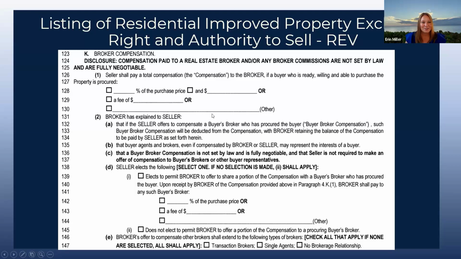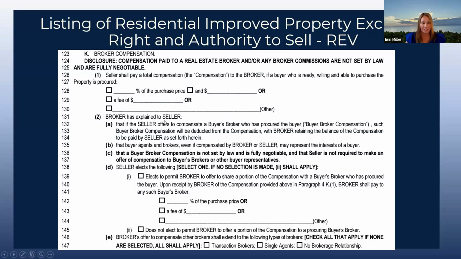Line 126, the seller shall pay a total compensation to the broker. Again, here it's referencing the listing broker. If a buyer who is ready, willing, and able to purchase the property is procured. Again, we've got our 3 check boxes. This is the total compensation that's going to the listing broker. The seller, 128, 129, and 130. The seller gets to select what they'd like to pay total to the listing broker.